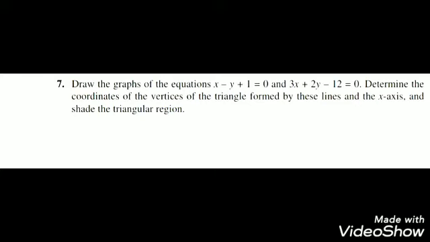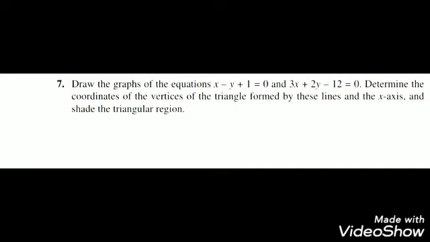Next, draw the graph of the equations x minus y plus 1 equal to 0 and 3x plus 2y minus 12 equal to 0. Two equations they have given. We are going to draw the graph. Determine the coordinates of the vertices of the triangle formed by these lines and the x-axis and shade the triangular region. We are going to draw and check whether the two lines make a triangle with the x-axis, and shade that triangle part.